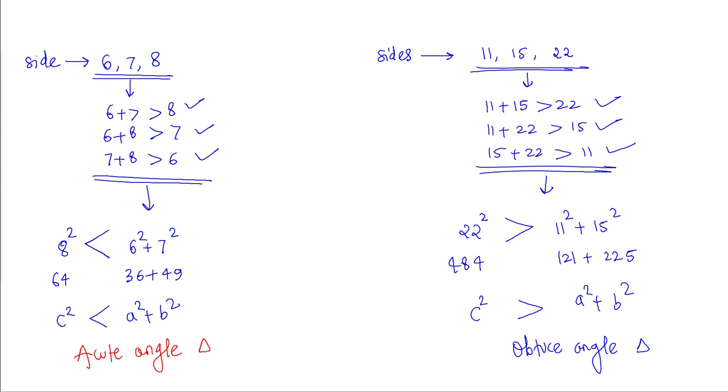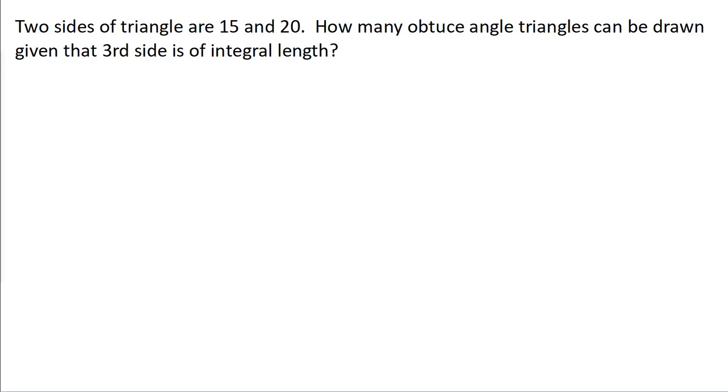So now let's have a look at the question. The question is: two sides of a triangle are 15 and 20. How many obtuse angle triangles can be drawn given that the third side is of integral length? The similar kind of question we solved in the previous video, so we are going to use that concept along with the previous concept also.